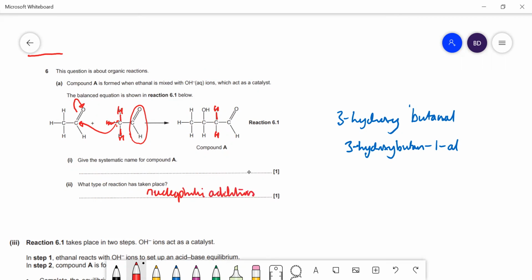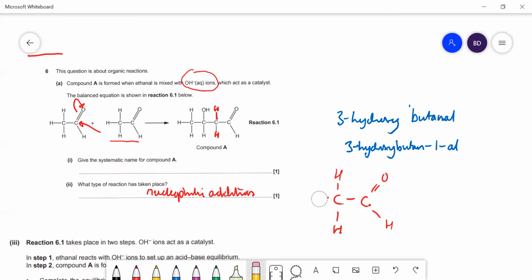It asks us about the mechanism later, but what happens is, if I just make this a bit clearer, this second ethanal molecule is going to lose a hydrogen. Now it loses the hydrogen because you mix it with a strong base, OH minus. So that hydrogen I've just drawn there gets removed, but it leaves its electrons behind. It gets removed as an H plus ion. So you've got a negative charge on that carbon. You've got a lone pair, and this is the nucleophile that then attacks that carbon.